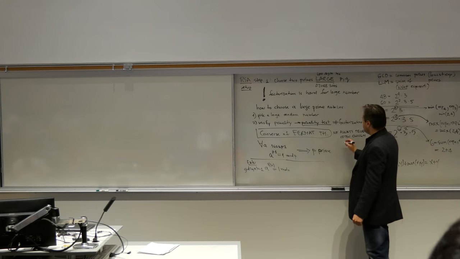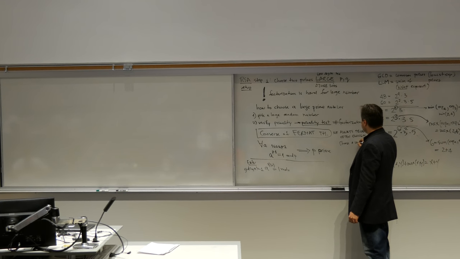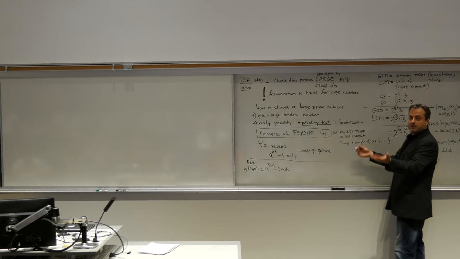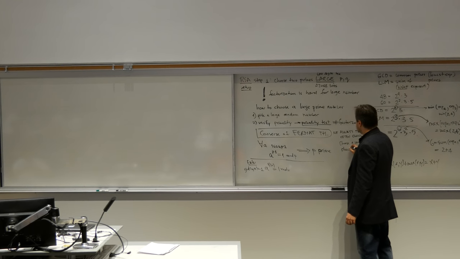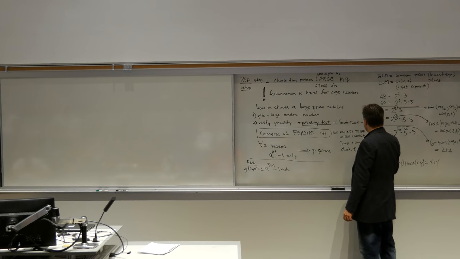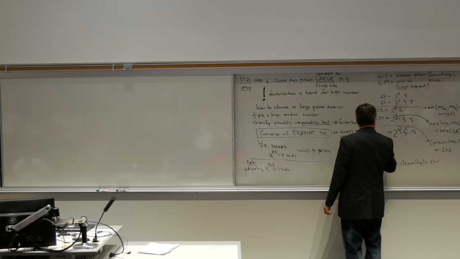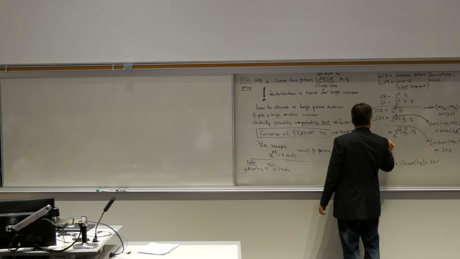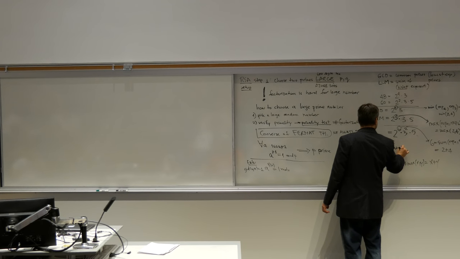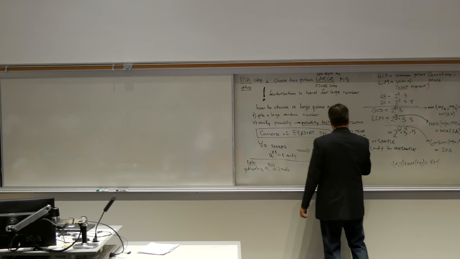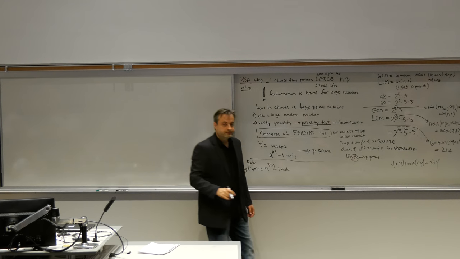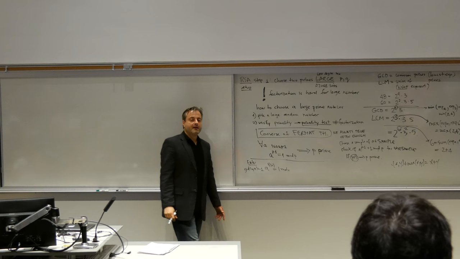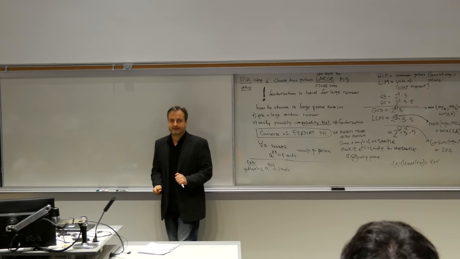So in practice, how does it go? Choose a sample of a's. How many a's depends on how much time and computation I have. Check if a to the p minus 1 is 1 mod p for all a's in the sample. If yes, say p is prime. Again, not always true, but it's true 99.99% of the cases, so we use it as a primality test. Yes?